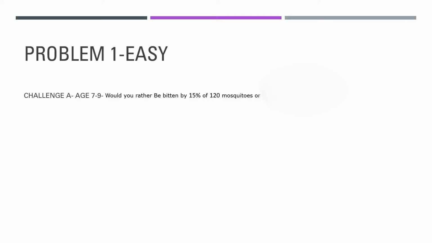So problem one, this is the easiest problem and I would recommend it's like age 7 to 9. So the question is, would you rather be bitten by 15% of 120 mosquitoes or 8% of 250 mosquitoes? Like I said, pause the video and I'll go over the problem. Welcome back. Now I'm going to explain the problem.